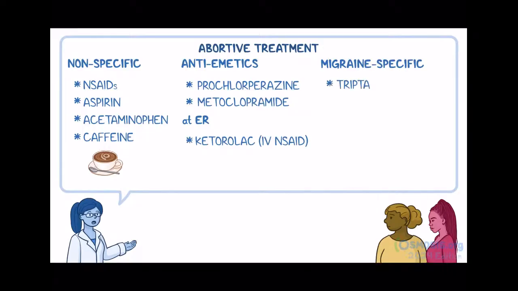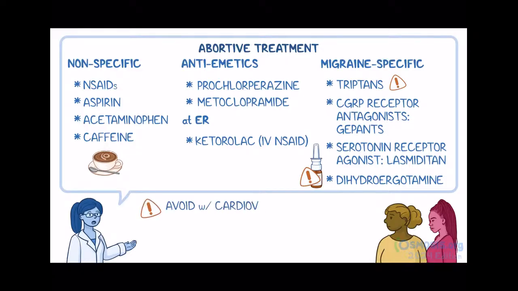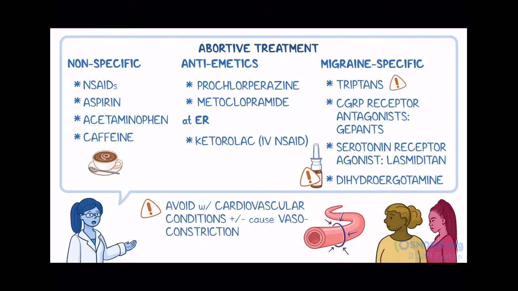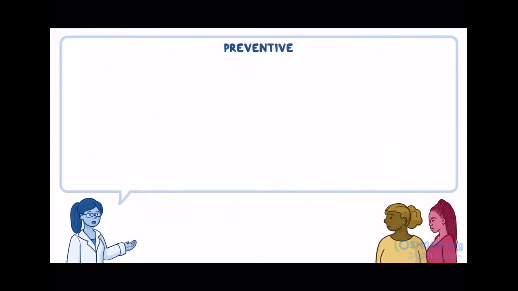Migraine-specific medications include triptans, CGRP receptor antagonists known as gepants, a serotonin receptor agonist called lasmiditan, and dihydroergotamine, which is a nasal spray. You should avoid triptans and dihydroergotamine in patients with cardiovascular conditions because they can cause vasoconstriction. There is also a wide variety of options for preventive migraine treatments.